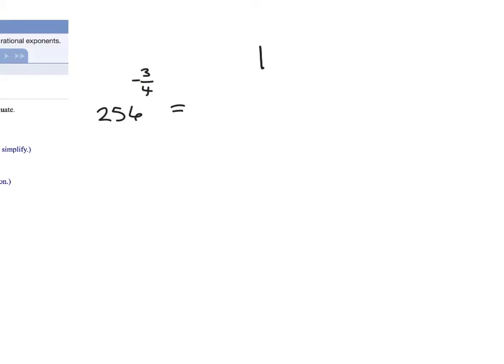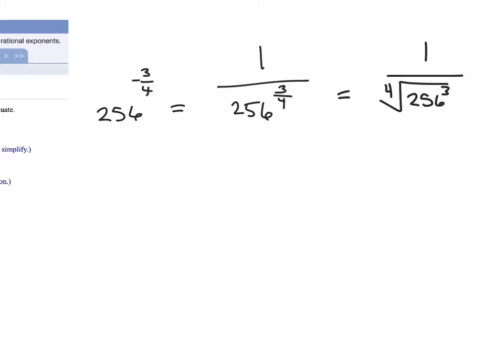So when it's a negative exponent, it becomes 1 over 256 to the 3/4. Notice the exponent becomes positive, and that's key. And then we can write that as 1 over the 4th root of 256 to the 3rd power. So there we go. That's the first part of the MyMathLab answer.